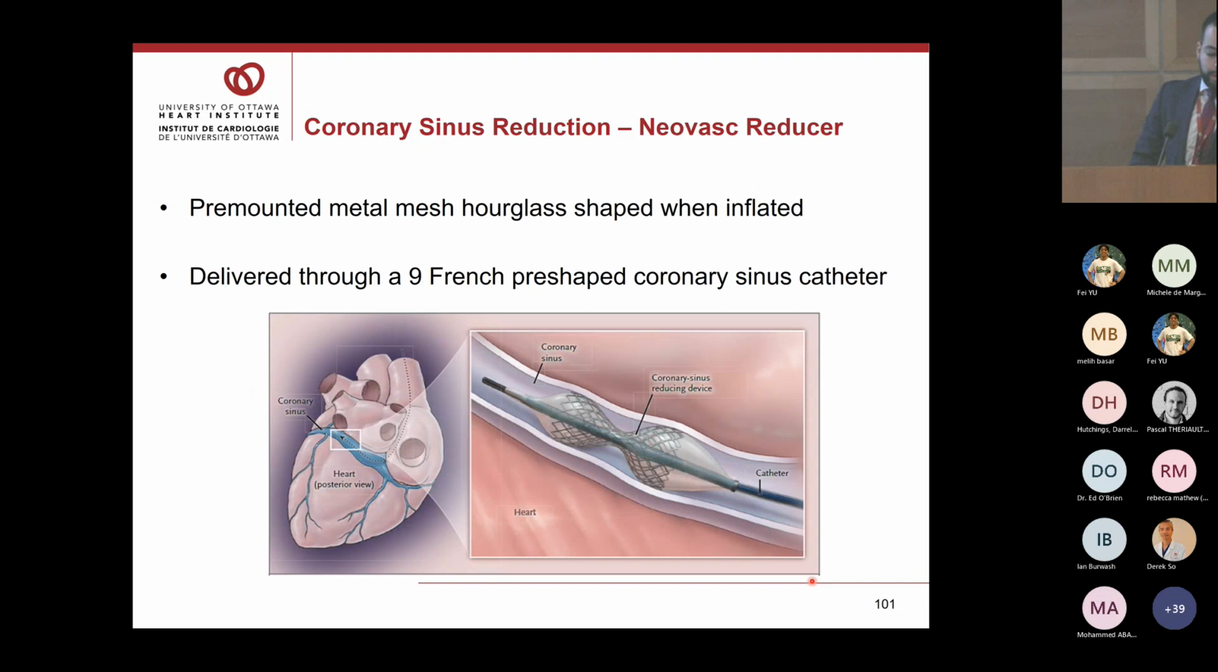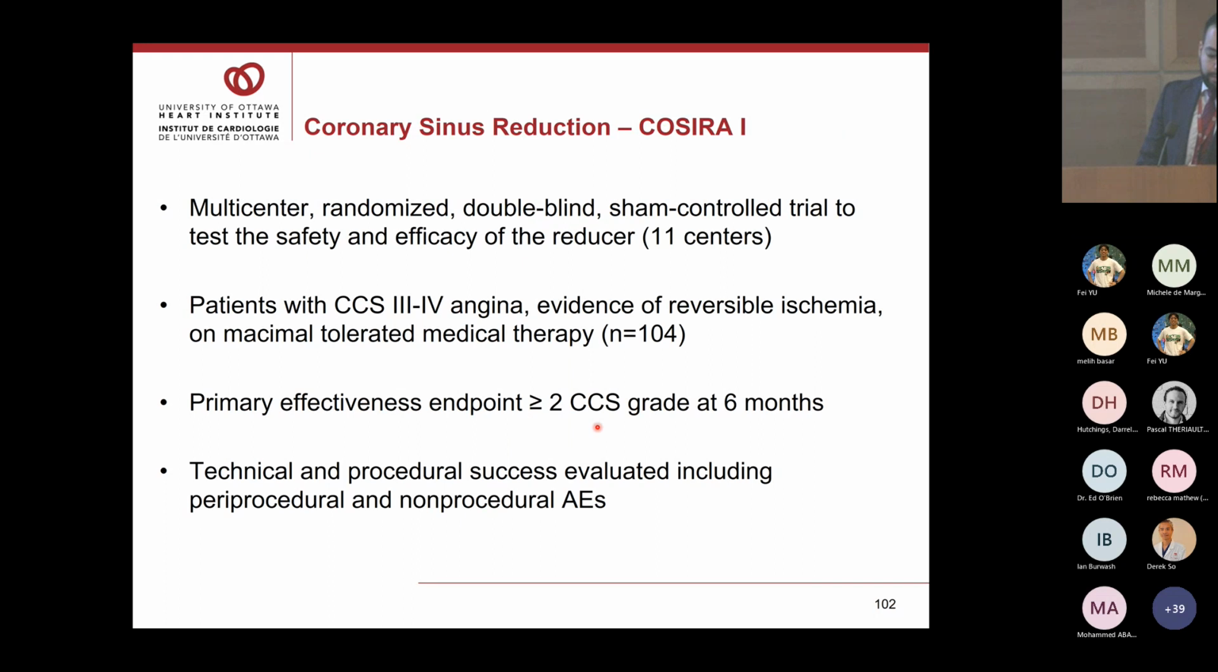So the device that's being studied is this Neovasc reducer. This is just a metal mesh that has an hourglass shape. It sits in the coronary sinus, creating a stenosis, essentially, and it's delivered through a 9-French sheath. It was studied in a multi-center randomized trial, a sham control trial. They took patients with CCS 3 to 4 angina and objective evidence of reversible ischemia. They looked at improvement in CCS grade at 12 months, as well as technical and procedural success.